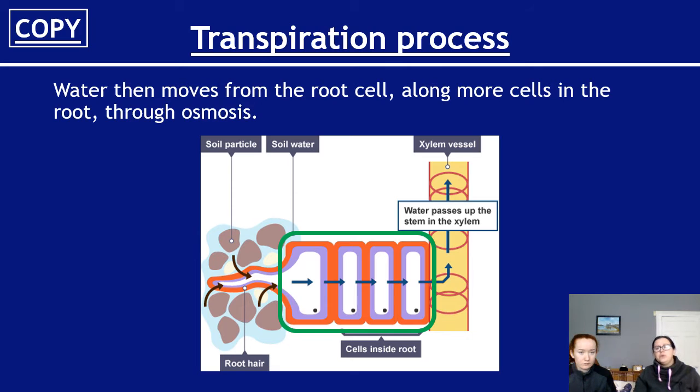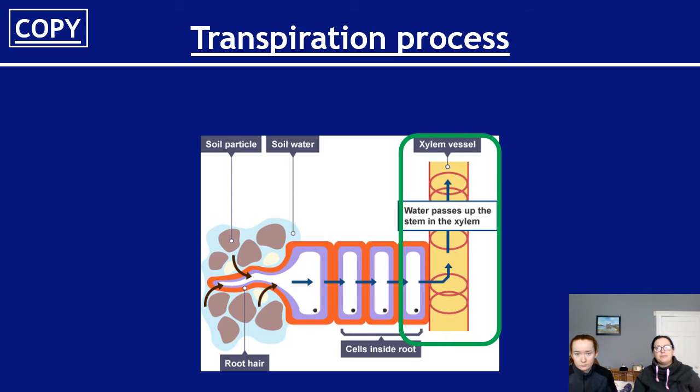Now, step 2, the water then continues to move along root hair cells, along through basically the root structure, again through osmosis. Basically, once the first cell has done osmosis, it now has a higher concentration of water inside of it, and the cell neighbour next door has a lower concentration. So water keeps moving from the higher concentration to the lower, to the higher, to the lower, until eventually it reaches the next step.